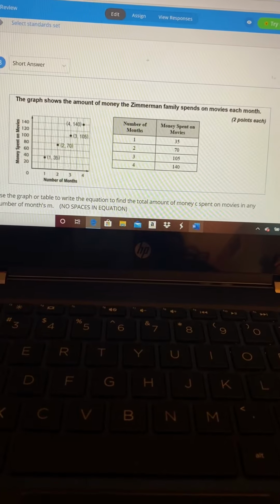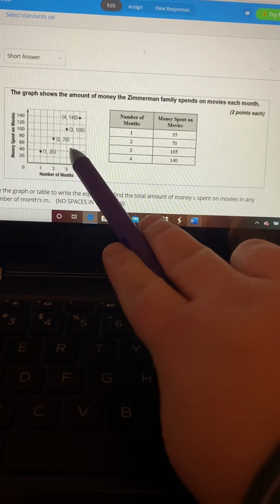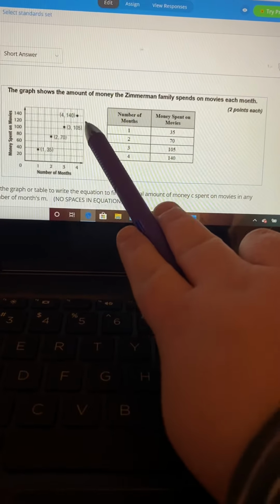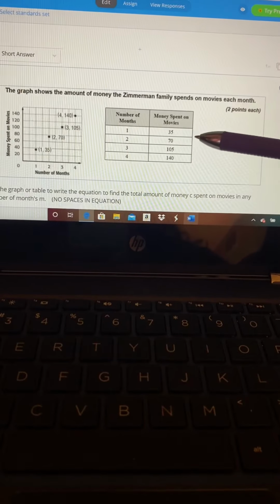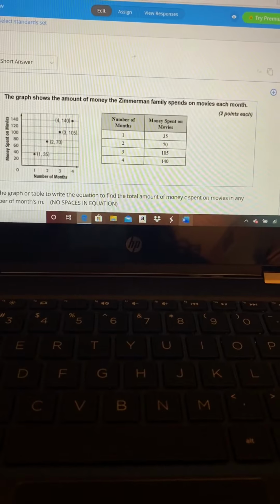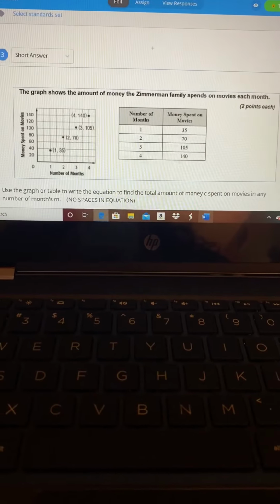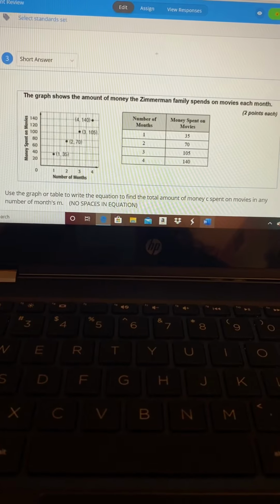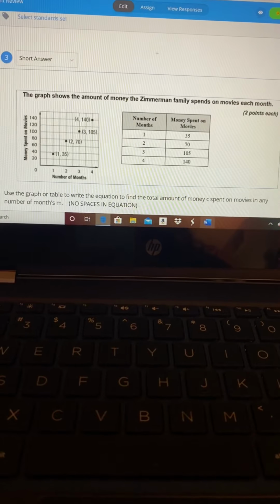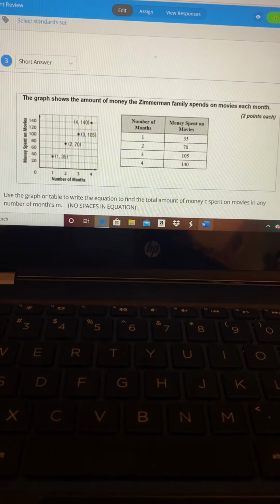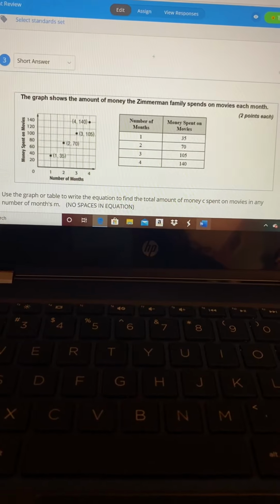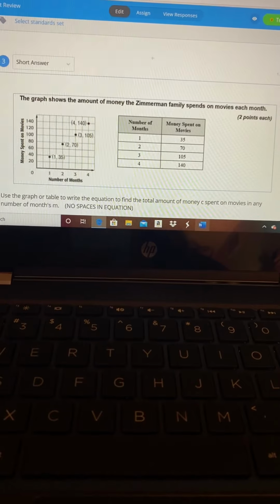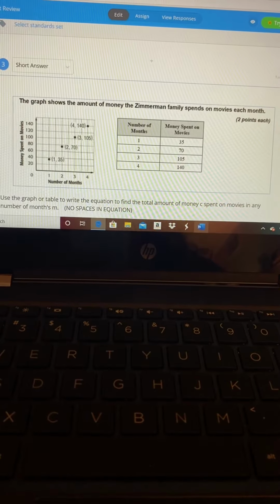So we have a graph here that shows 135, 270, 3105, and 4140, and this table actually gives us the exact same points. So it says, use the graph or table to write the equation to find the total amount of money, C, spent on the movies in any number of months, M. So our first job is to find our slope.